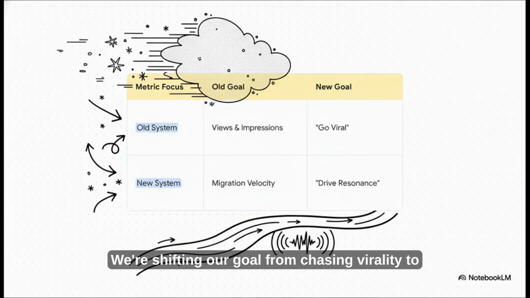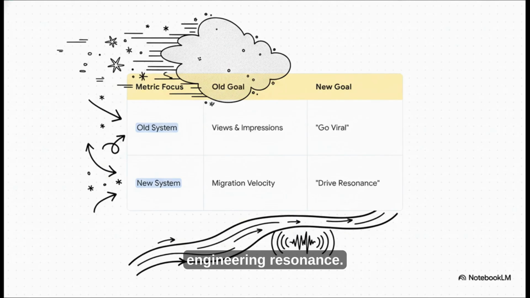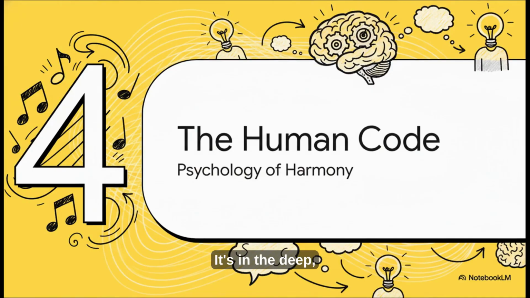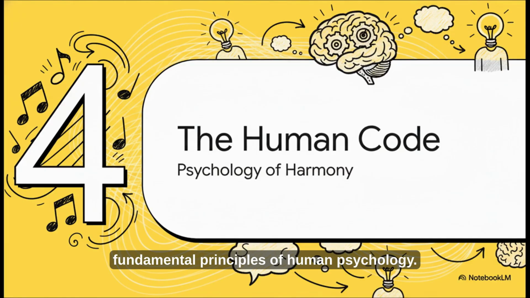We're shifting our goal from chasing virality to engineering resonance. So we've covered the what and the how. Now, let's talk about the why. Why is this symphonic approach so ridiculously powerful? The answer isn't in some marketing trend. It's in the deep, fundamental principles of human psychology.